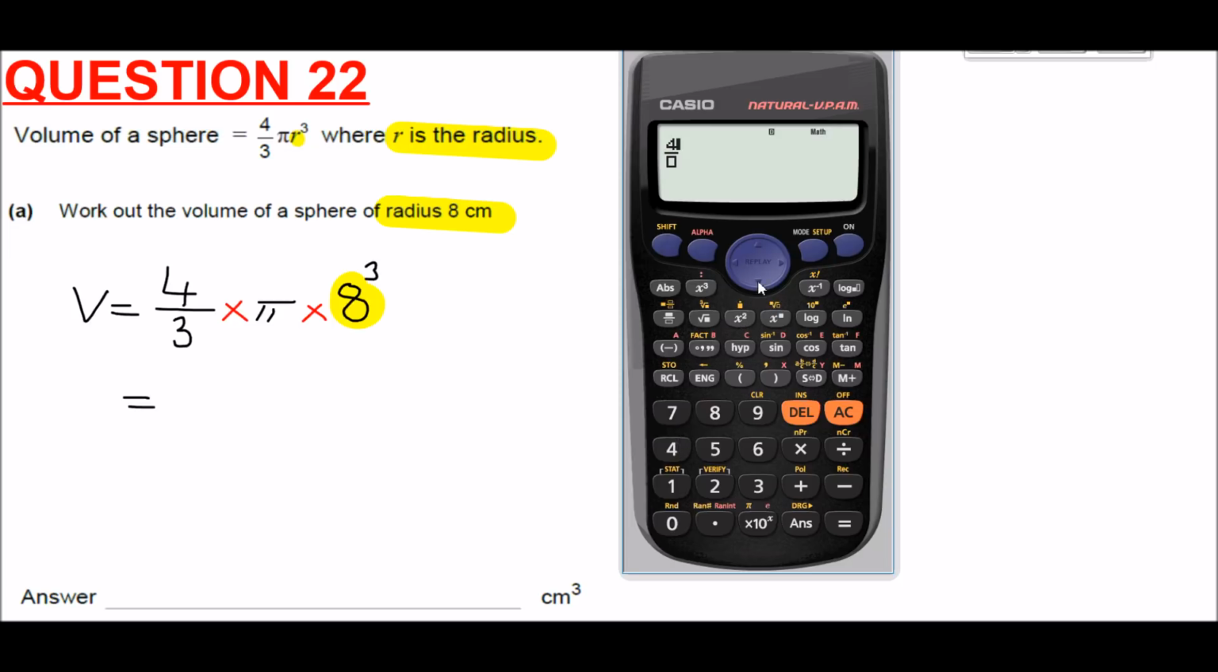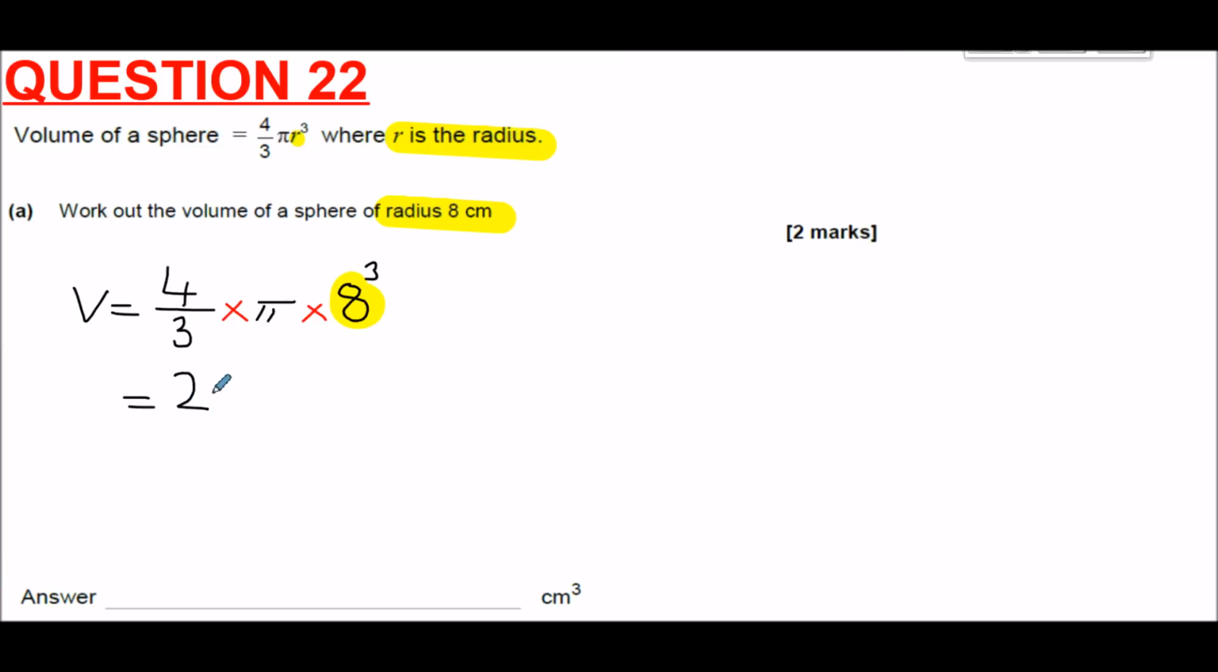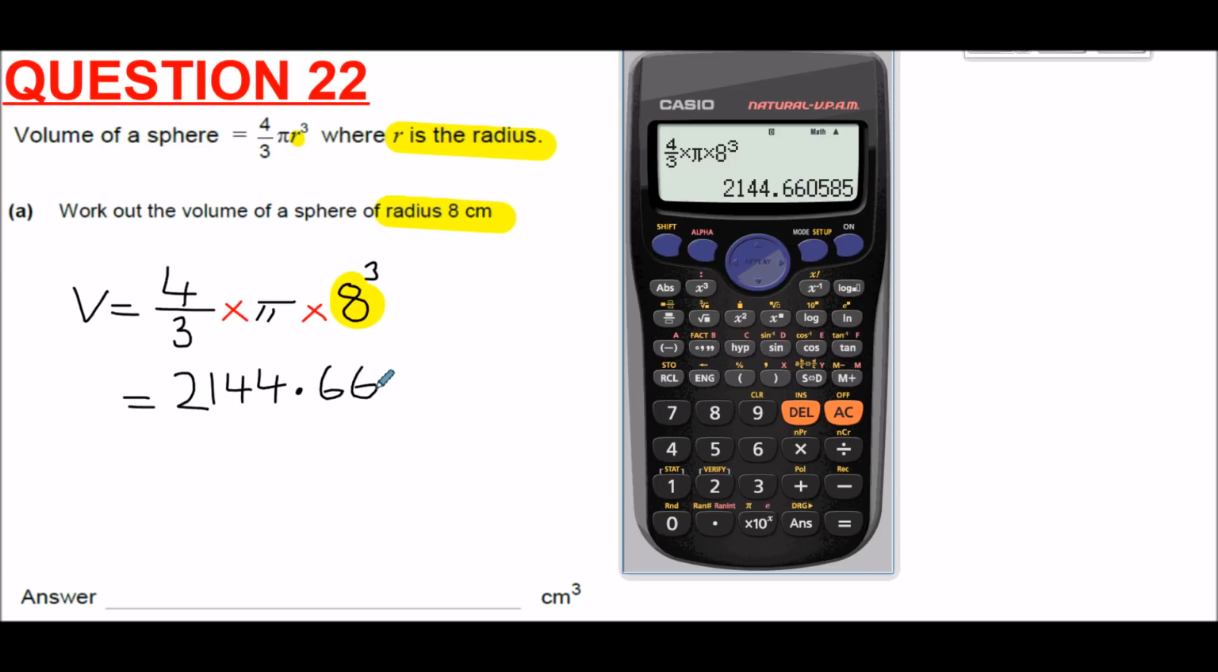So with a good calculator, you should be able to type this in exactly as it appears. So 4/3 multiplied by pi. Now on this calculator, we press Shift and then the pi button. Now pi is 3.142 if you want to use a numerical figure for pi, but it's probably easier and more accurate to use your pi button on the calculator. Anyway, 4/3 multiplied by pi multiplied by the radius, which is 8 cubed, 8 to the power 3. Press equals. We'll get an answer in terms of pi. What we need for this question is a numerical answer, so press this button here to convert it into decimal form, and we get 2144.660585.